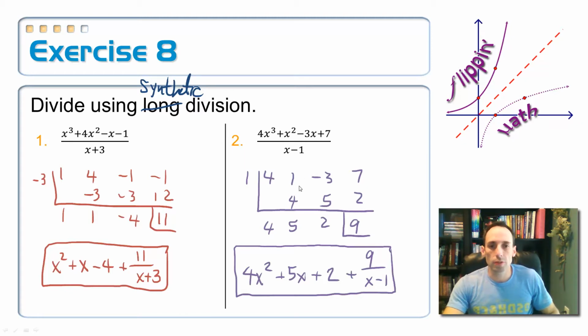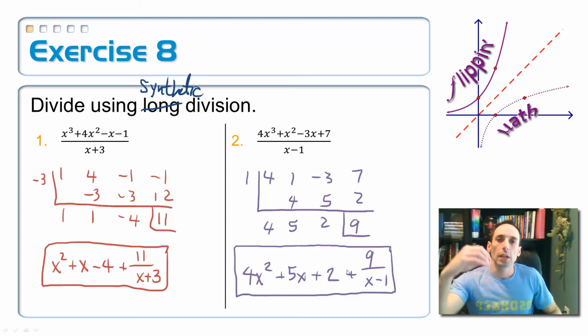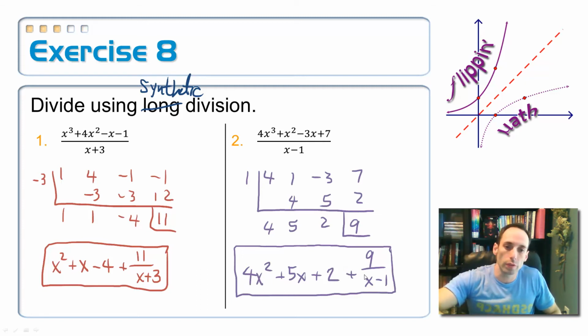Not missing any terms, so 4, 1, negative 3, 7 are the coefficients. Bring the 4 straight down. 4 times 1, 4. Plus the 1, 5. Times the 1, 5. Minus the 3, 2. Times the 1, 2. Plus the 7, 9. And then, again, dividing x cubed by an x, I get x squared. 4x squared plus 5x plus 2 plus the remainder, 9 over x minus 1.